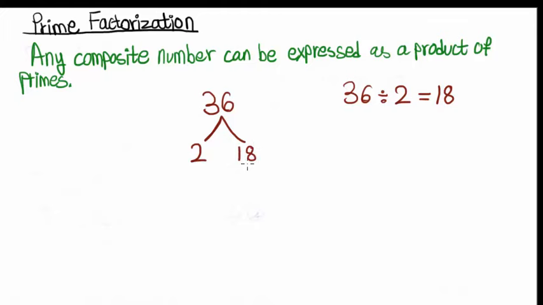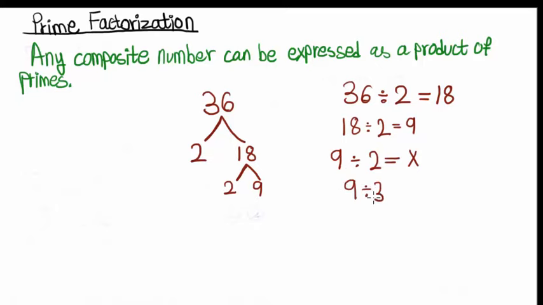I need to move on to 18 and figure out what is the first prime number factor for the number 18. In this case, 18 divided by 2 will give me a 9. So I do a little branch and I write 2 on one branch and 9 on the other branch. I move on to the number 9 and figure out the first prime number factor for the number 9. In this case, 9 divided by 2 is not the answer that I'm looking for. Moving on, I know that 9 divided by 3 will give me 3. So I can draw a little branch and rewrite 9 as 3 times 3.